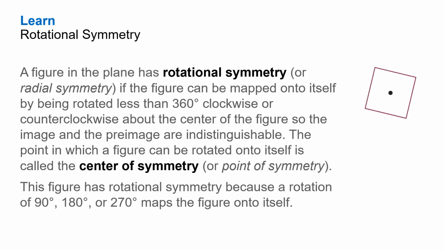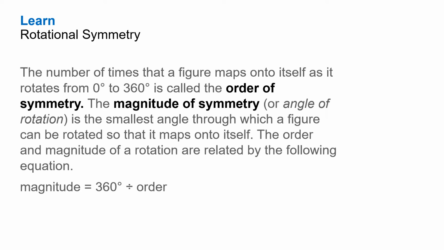This figure, when it's rotated, has rotational symmetry because a rotation of 90 degrees, 180 degrees, or 270 degrees maps the figure onto itself. The number of times that a figure maps onto itself as it rotates from 0 degrees to 360 degrees is called the order of symmetry. The magnitude of symmetry, sometimes you'll hear this referred to as the angle of rotation, is the smallest angle through which a figure can be rotated so that it maps onto itself.